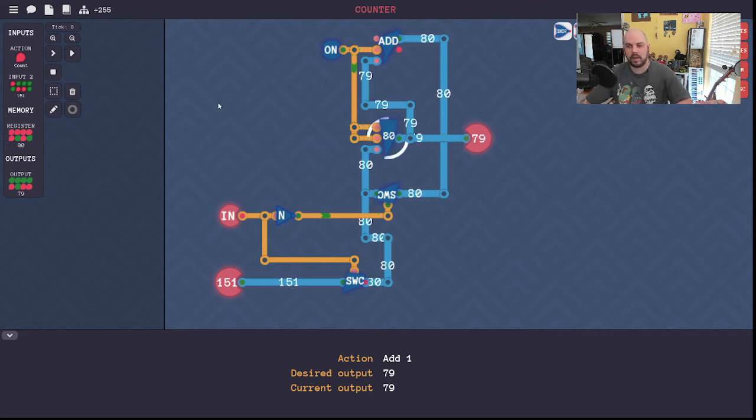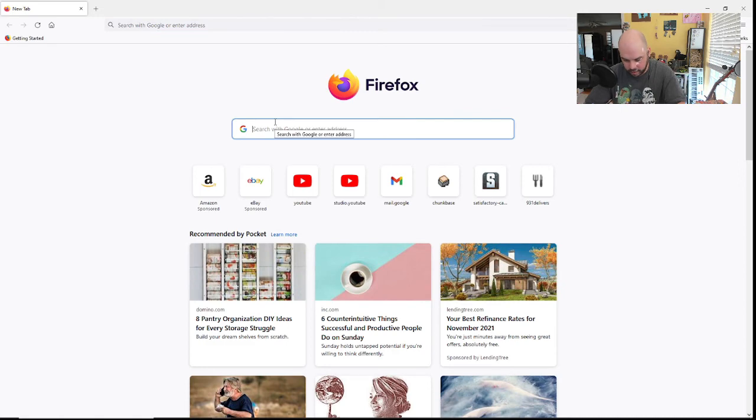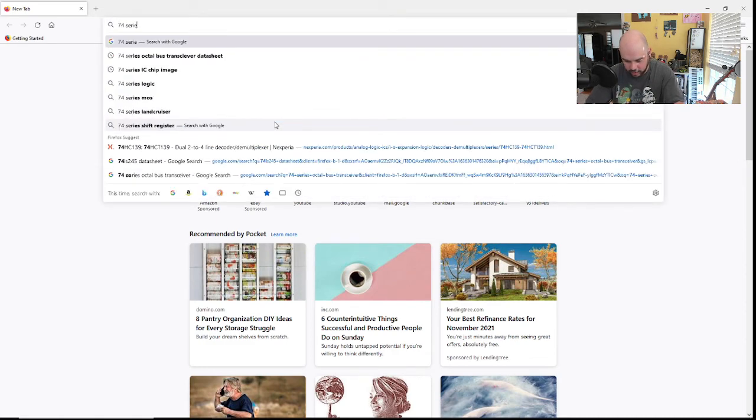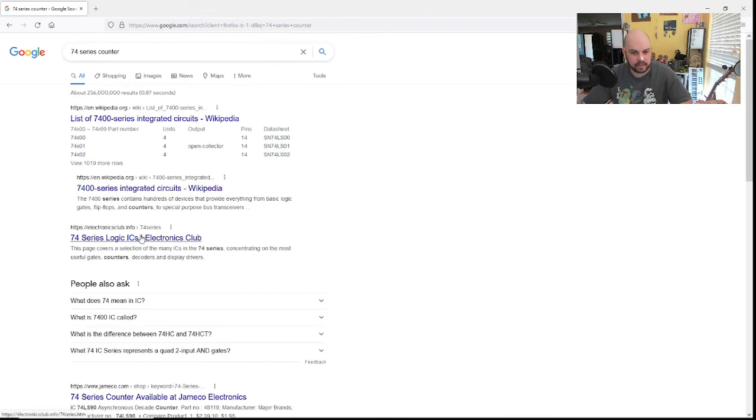Let's go back to here, and let's see if we can't pull up a good schematic. I don't think I have a 74 series counter I want to show you guys. Do we have any?